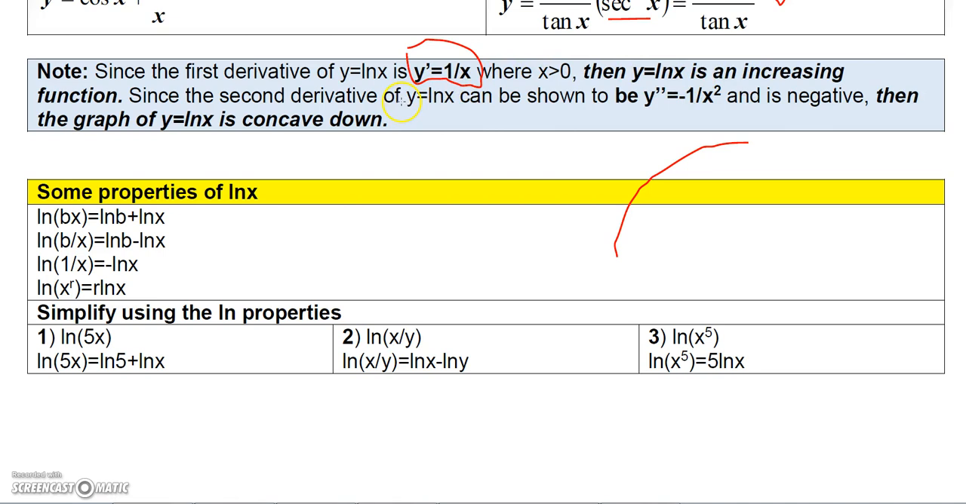And if you found the second derivative by taking the derivative of 1 over x, you would actually get minus 1 over x squared, and that function would always be negative. So since the second derivative is always negative, then the graph is concave down. Now if you graphed natural log of x, you would get something that looks kind of like this, and it would be increasing and concave down throughout the entire graph.